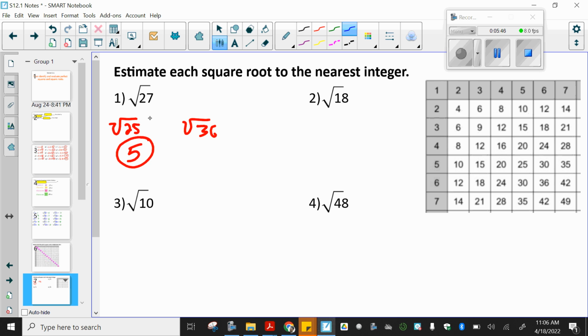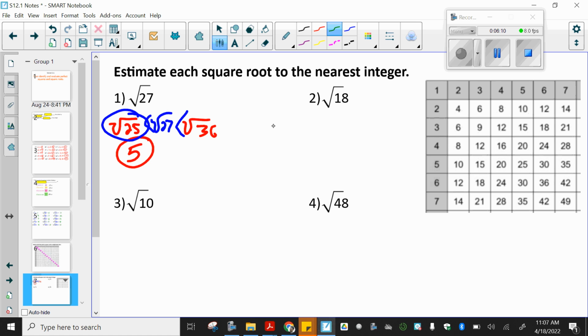Alright, let's add something here. So we have the square root of 27. Square root of 25 is less than square root of 27. Square root of 27 is less than square root of 36. It's closer to the 25, right? 25 plus 2 is 27. 27 plus 2 is only 29, so 36 is still a ways off of there. We want to go with that one, 25. Square root of 25 is 5.